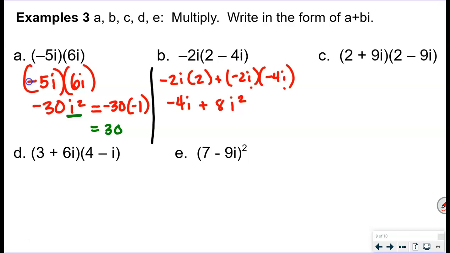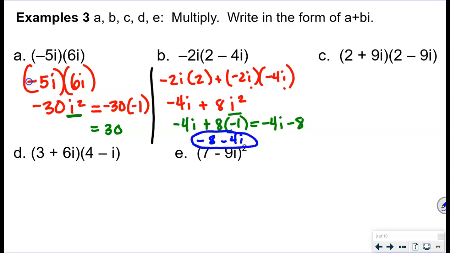So before, just a minute ago, I told y'all that when we have an i squared, we're going to change it every time to what? Yes, a -1. So this is going to be -4i plus 8 times -1. This is going to be -4i minus 8. Now, when we write our answers for these, we're always going to write them in standard form, which means we're going to put the real part first and the imaginary part second. So the answer to this one is going to be -8 minus 4i, because we're going to put the real part first and the imaginary part second, okay?